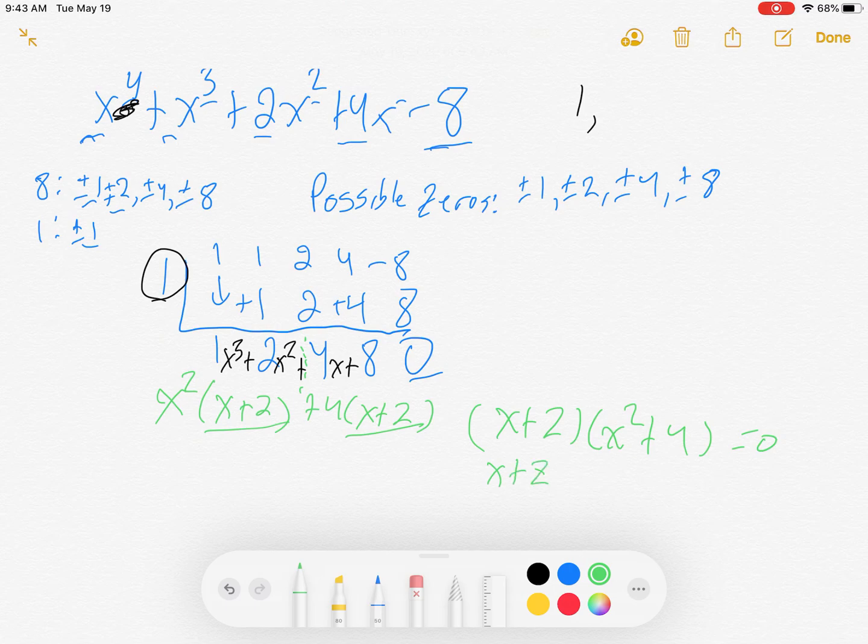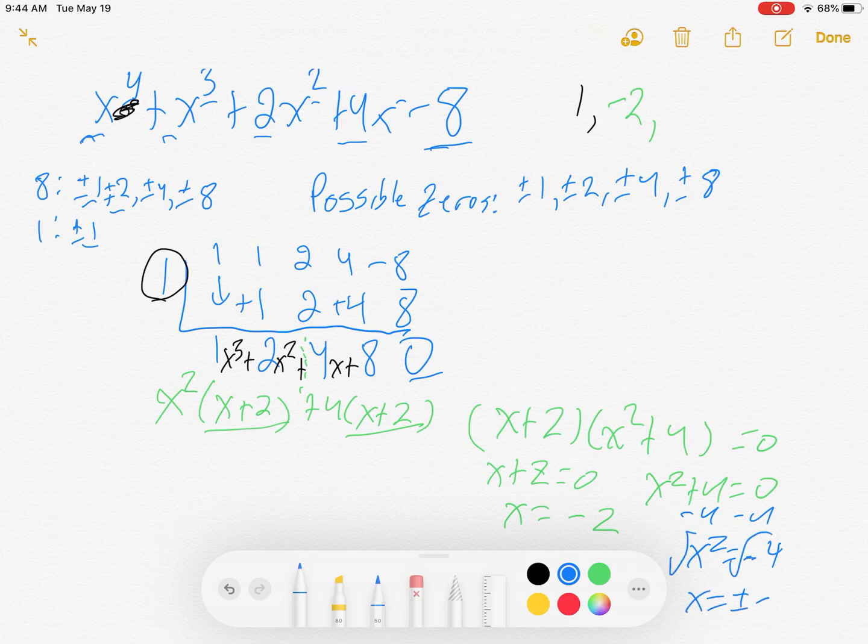So x plus 2 equal to 0, x equals negative 2. So there's another one of your zeros, negative 2. Now, x squared plus 4 equals 0. You would subtract the 4, get x squared equals negative 4. Take the square root and you get x equals plus or minus 2i. So there's your other zeros. One's a positive 2i and one's a negative 2i. And those are all your zeros of this.